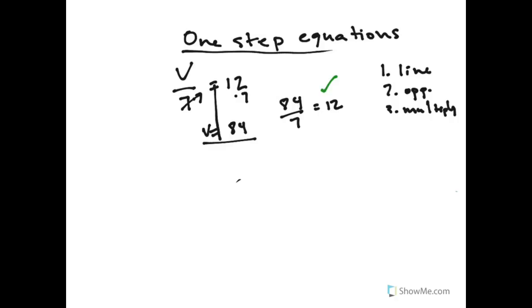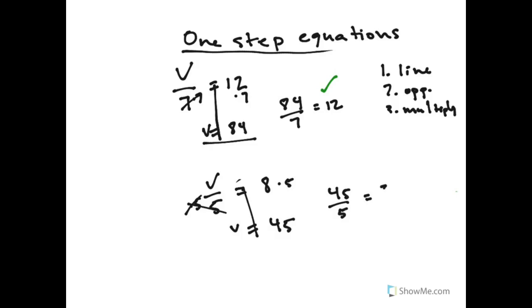If we had v over 5 equals 8, multiply by 5, multiply by 5, v equals 45. 45 over 5, we'll divide by 5 on both sides. And now we get 9 over 1, which will be 9. So now 9 is not like 8. So that means that we did something wrong.